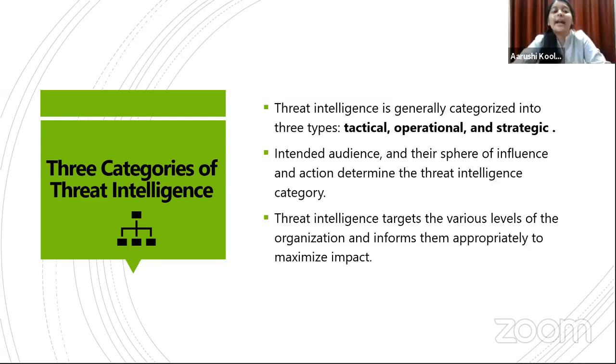And here we come to the three categories of threat intelligence, that is tactical, operational, and strategic. Now, the categories are differentiated on the basis of the intended audience, and how they influence the security of the firm, right? And action to determine the threat intelligence category. So it targets the various levels of the organization and informs them appropriately to maximize the impact, targeting each layer so that we maximize the impact.